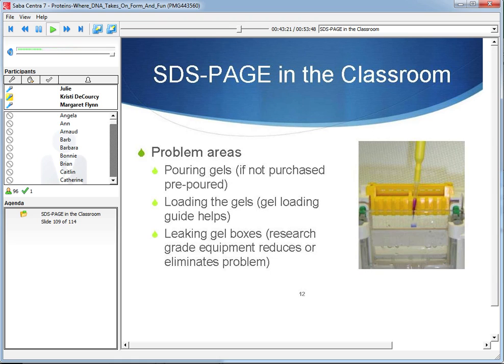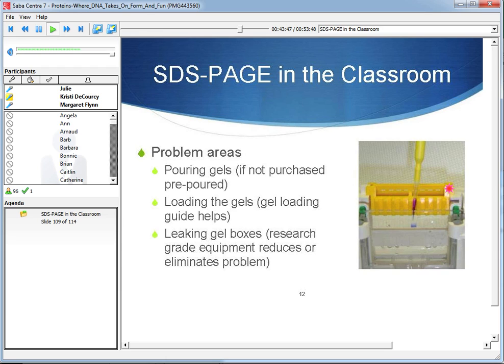Loading the gels, it's sometimes very hard for the students to see where the samples go. Here's a picture of a gel over here, and you can see where I've got that sample loaded, where the wells are. It's sometimes hard for the students to figure out where to put the pipette tip to get the sample in there, and it helps if you have a gel box that has a loading guide like this one does, that sort of directs their tip down into that well.